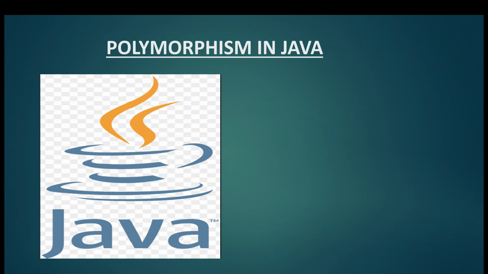So today I'll take you through the concept of polymorphism in Java. So let's straight away jump to the topic. What is polymorphism in Java? Polymorphism is one of the four fundamental concepts of OOPS programming. What are the other three? Inheritance, abstraction, and encapsulation.